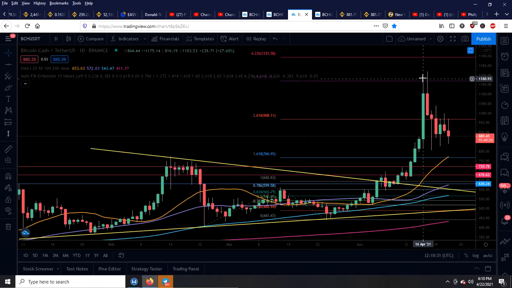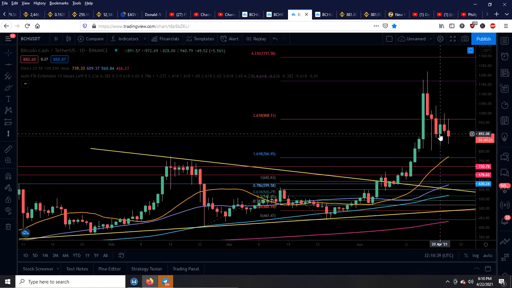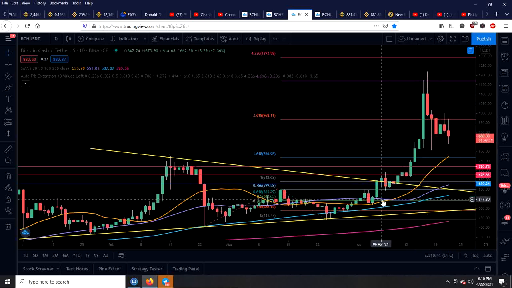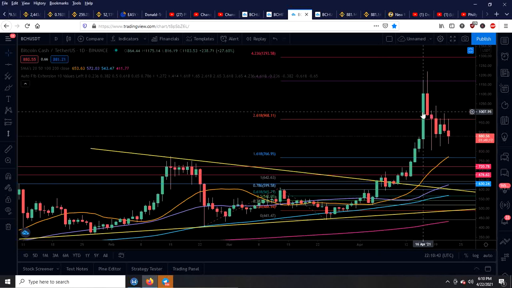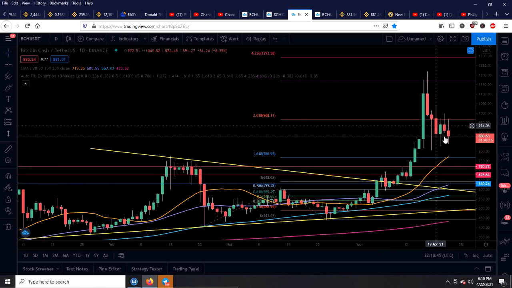You can see we touched here. We spiked up a little higher to 1226, but realistically the body's at 1100. And of course now we've pulled back. So we're getting some consolidation, which is what we're looking for, because at this point right now, short term, we're a bit overextended. We're going to need some consolidation, guys.